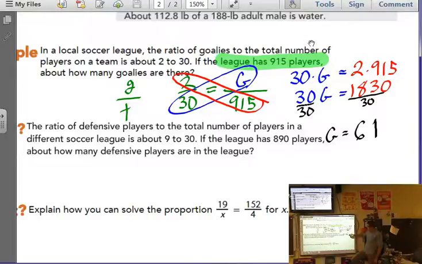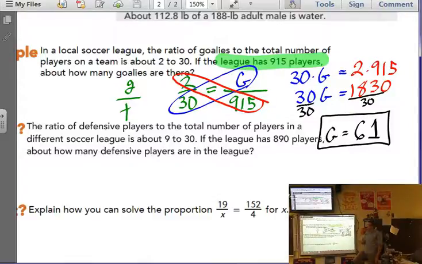61. So I knew that 18 divided by 3 would give me a 6, and a little bit of work with the zeros, 30 divided by 30 would give me 1. So I know that there are 61 goalies in the league. Any questions on that problem?